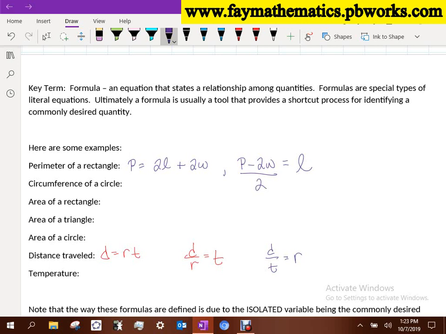Now, here's the thought. Why is it written this way, P equals 2L plus 2W? What are we most interested in usually when we're dealing with rectangles? We're interested in the perimeter. We're not interested in what the individual lengths are or what the individual widths are. We want the total perimeter. What's the circumference of a circle? You guys know that formula? Pi d. Okay, pi d, I agree with that. D stands for your diameter, right?